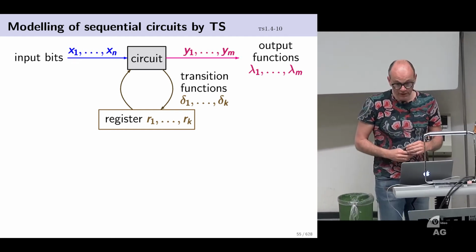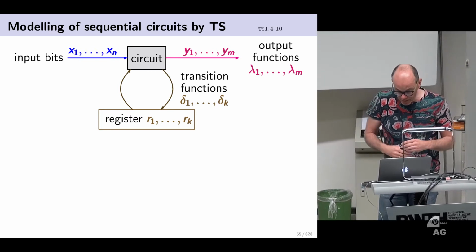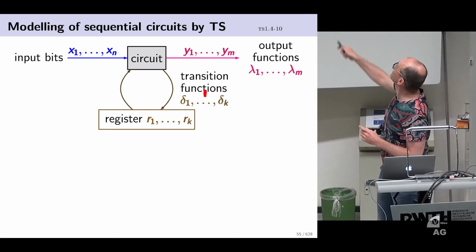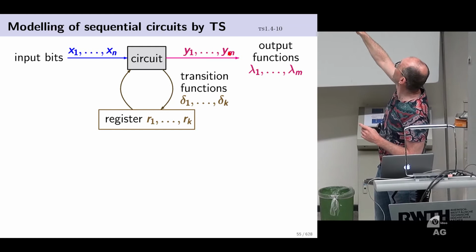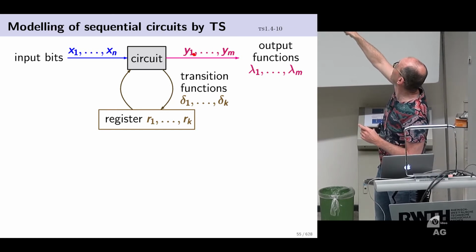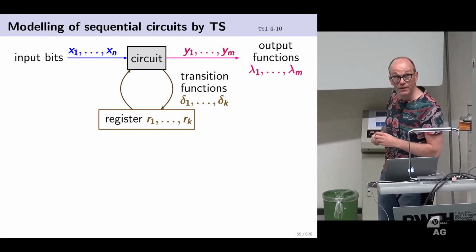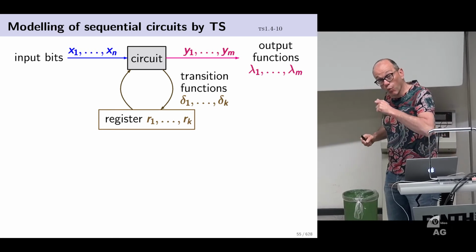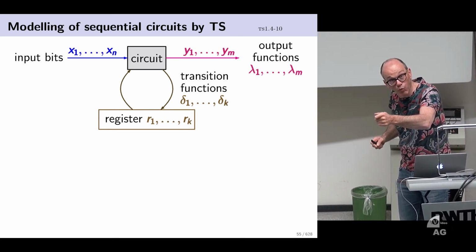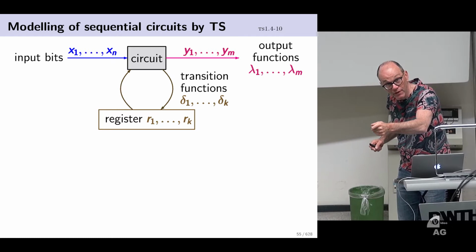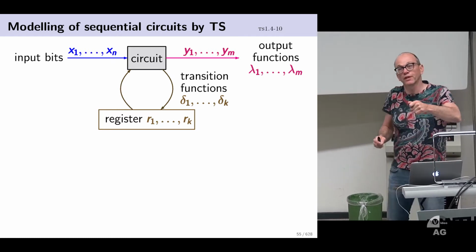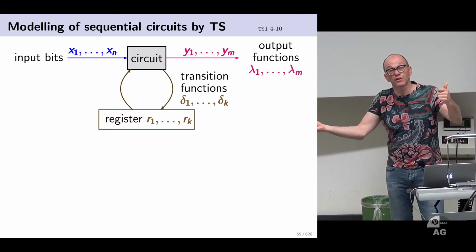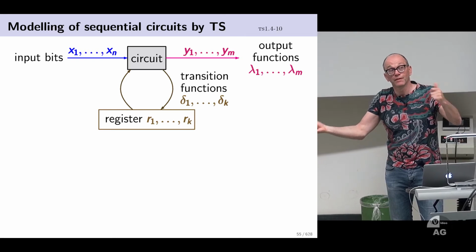Good. Secondly, I have to tell you something about the output bits. So for every output bit, y1 up to ym, I have a function. So for y1, I have a function which I call lambda 1. That's going to tell you what will be the output bit y1 given what? Well, actually given an input plus the value of the registers.